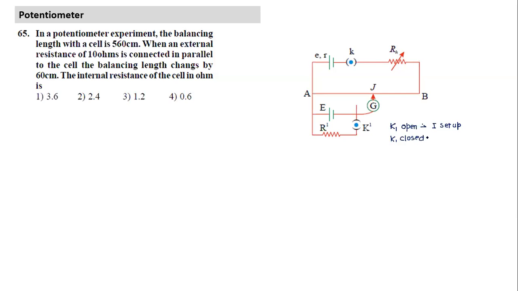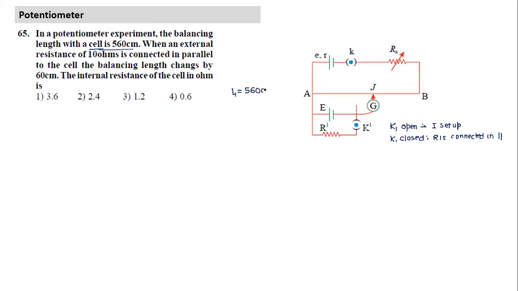Closed implies R is connected in parallel. That's what it means. So let's come to this one, a potentiometer, active, balancing length with cell. With cell basically means when K1 is open, L1 is equal to 560. What does this statement mean? If I read this statement, it simply means L1 is equal to 560 centimeter.